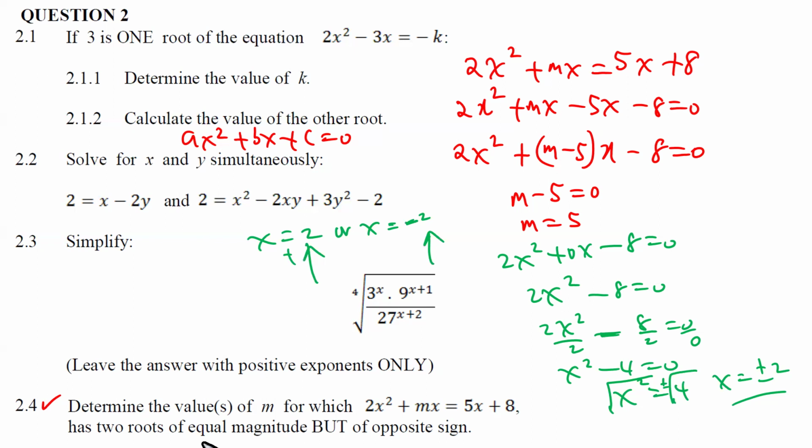Yes, sir. What I used was the nature of roots for this one. I tried to use b squared minus 4ac, the discriminant formula, to get the root. But it doesn't look the same as yours. The approach is not the same as yours. I agree, the approach is not.